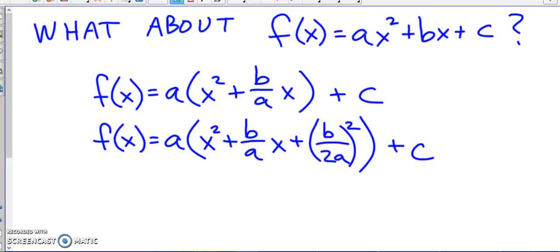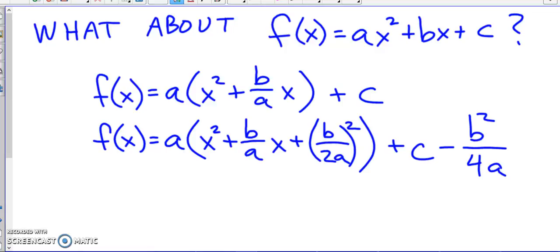So anyway, we're going to add and subtract the same quantity on the same side. And because of this extra a out here, instead of this being over 4a squared, it's just going to be over 4a, because one of the a's cancels. So minus b squared over 4a.